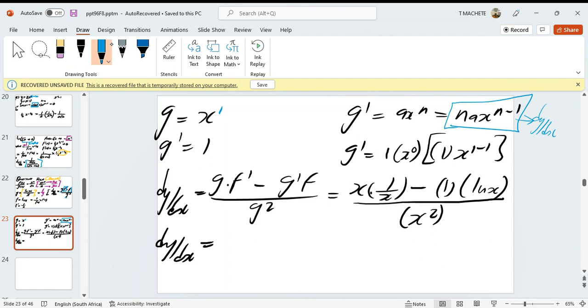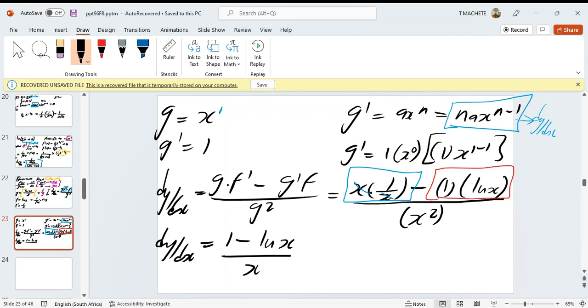Then you simplify. Here, when you multiply this, they're going to cancel. x and x are going to cancel. So you're going to be left with 1 minus ln x, because that ln x is multiplied by 1. So you're going to get 1. Then you divide it by x squared. Then this will be your final answer. Any question? Any question? Are you guys still good?